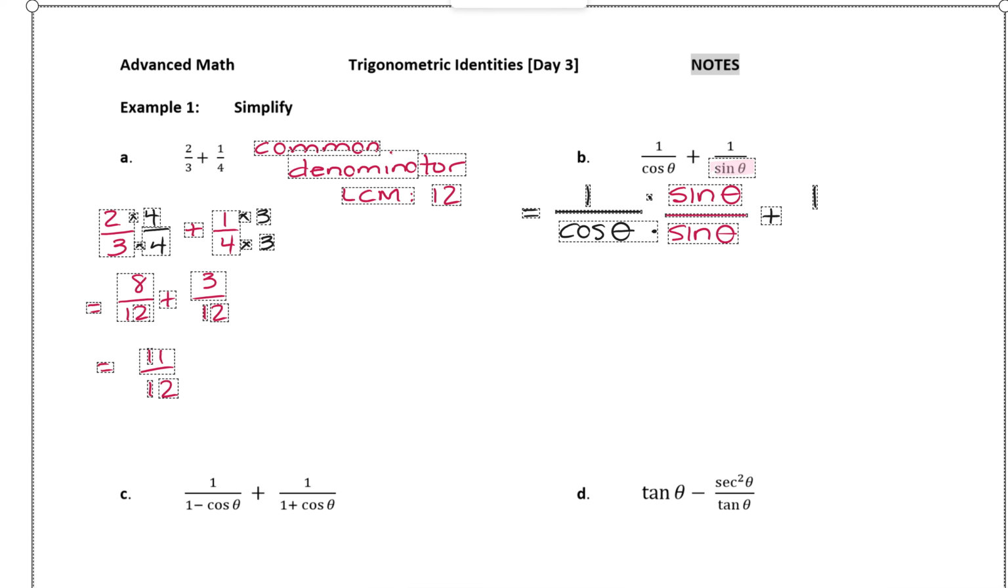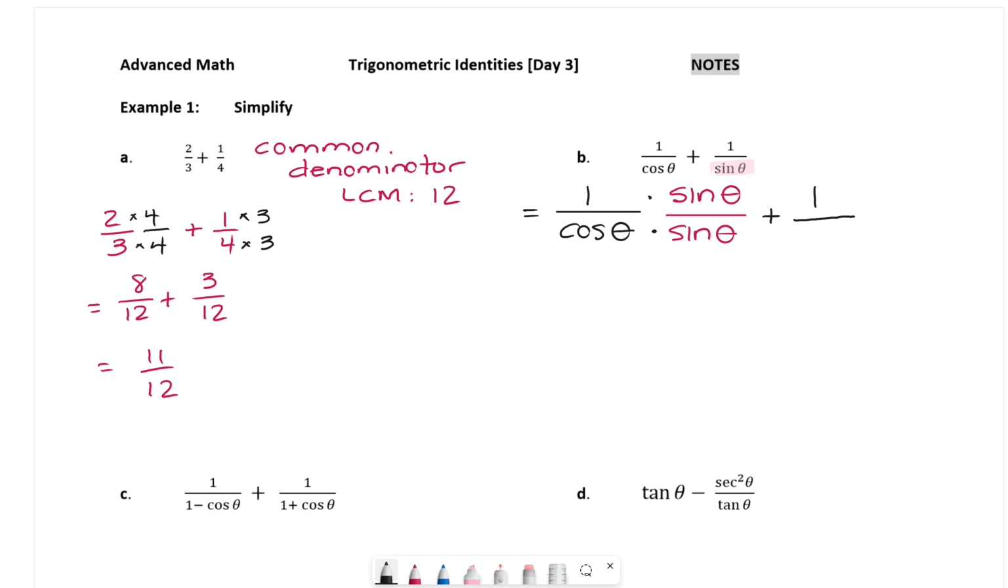Sorry, my pen is giving a little trouble here. 1 over sine theta. And I'm going to also multiply it, top and bottom, by the other denominator, which in this case was cosine theta. Okay, so notice now the first denominator is cosine sine, the second denominator is sine cosine, and so these are both the same value in the denominator.